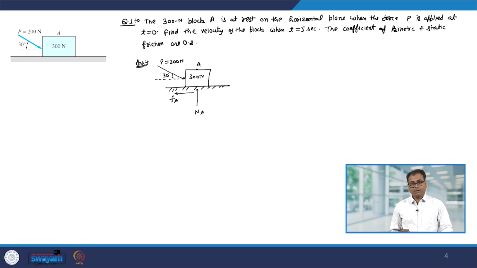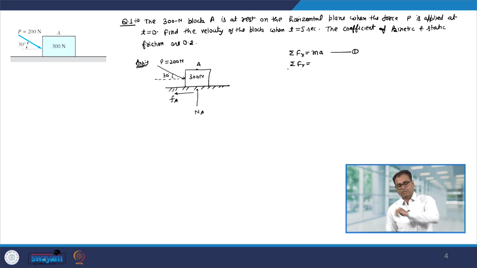Now, let us write down the equation of motion in the x and y direction. So, in the x direction we have summation Fx equal to ma. Let me call this equation number 1. In the y direction there is no acceleration because the block is moving along the horizontal. Therefore, in the y direction the forces have to be balanced. So, summation Fy equal to 0, as I said, because the motion is in the x direction.